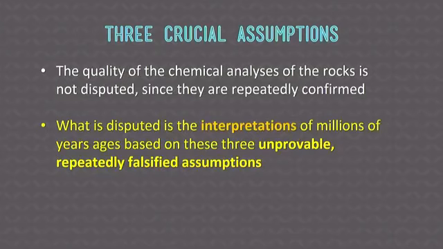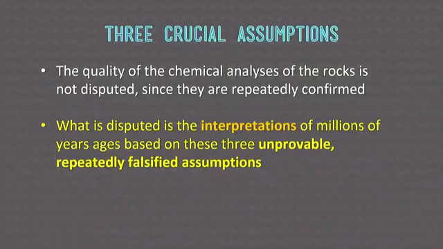Now I want you to understand the quality of the chemical analyses of the rocks is not disputed. The reason is that you can repeat those analyses. I can send pieces of the same sample to five different laboratories, and I'll guarantee you they'll all come in close to the mark, on the same mark. They spend millions of dollars building these laboratories to measure such tiny amounts, and they do it very accurately. That's not the issue. The issue is the interpretation of those chemical analyses.